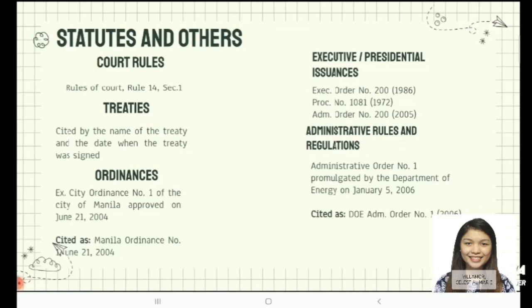We also have administrative rules and regulations. For example, Administrative Order Number 1 promulgated by the Department of Energy on January 5, 2006 shall be cited as DOE, the acronym of the government body, Administrative Order Number 1 of 2006.